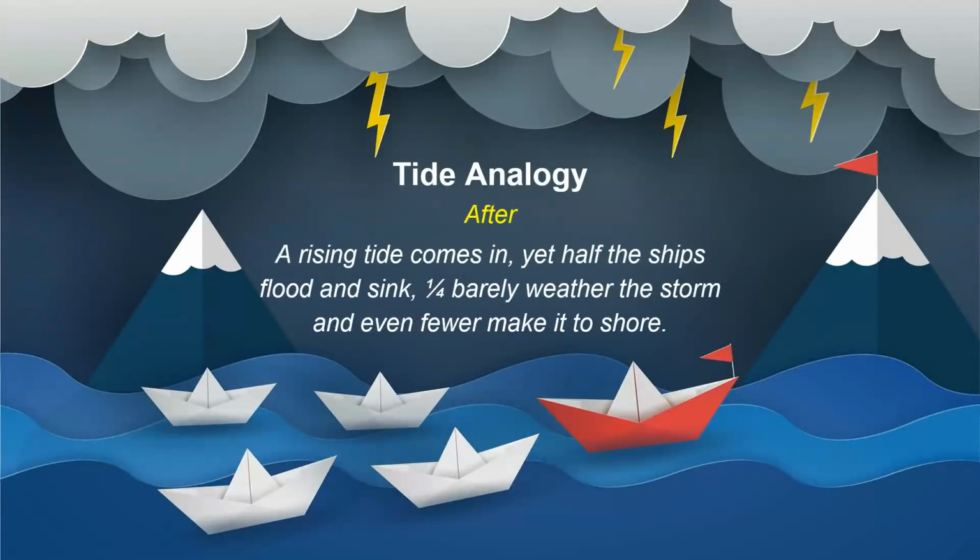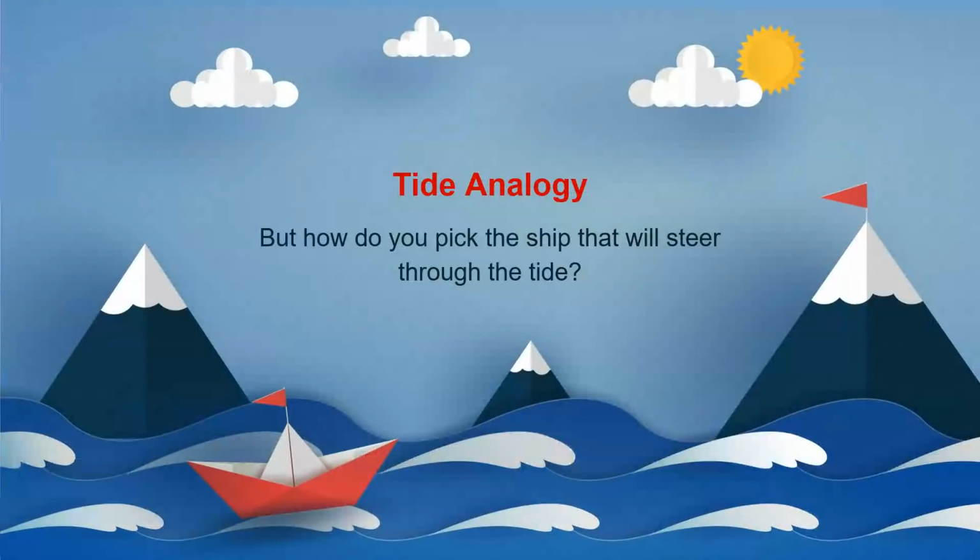And you know what's happened this year? A rising tide comes in, half the ships are going to float and sink, a fourth are barely going to weather the storm, and even fewer of those are going to make it to shore. Just take a look at what has happened to retail. Take a look at what's happened to restaurants. This is completely different this year, more than any year, and we must absolutely be able to figure out which ships are the strongest ones that are going to make it to shore, okay?